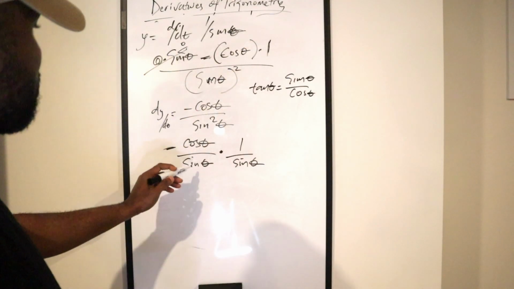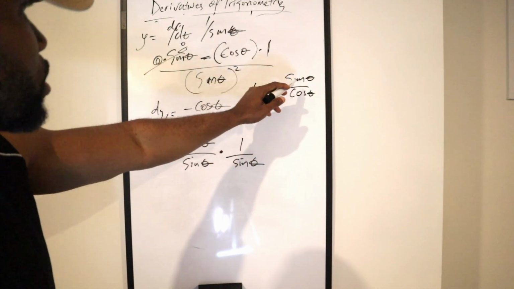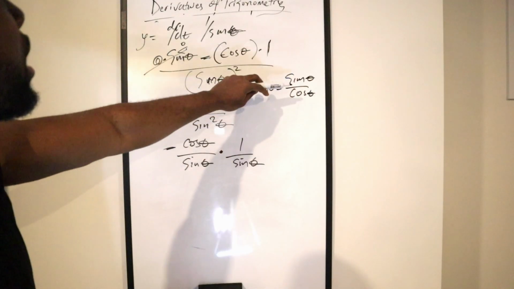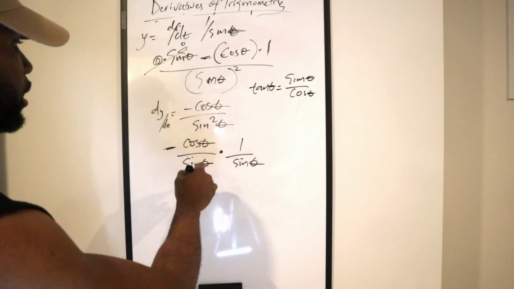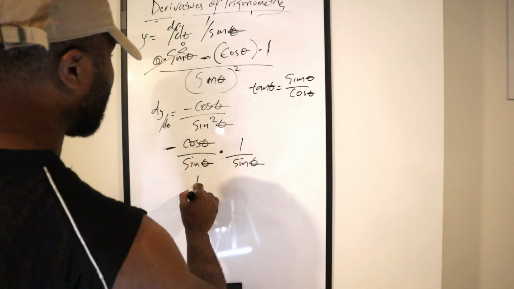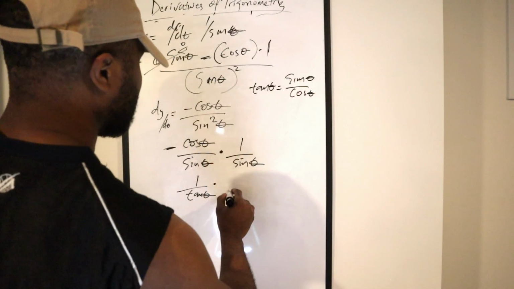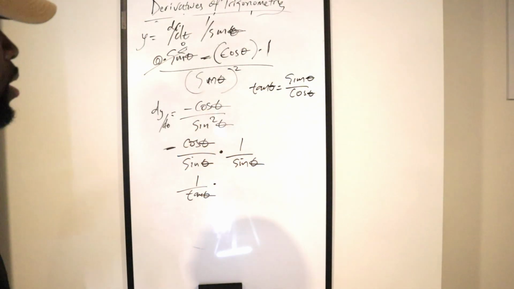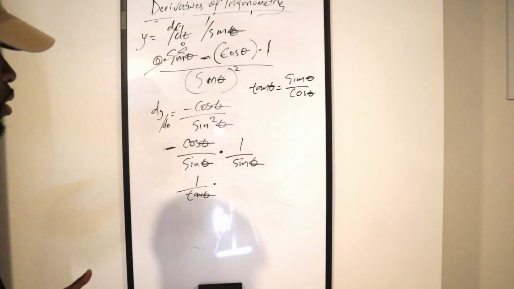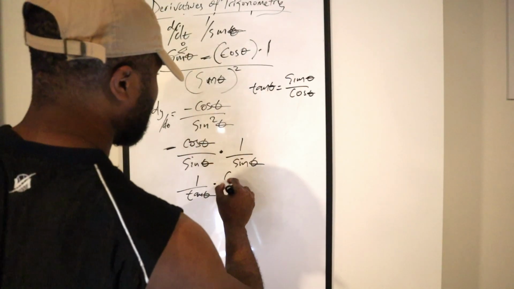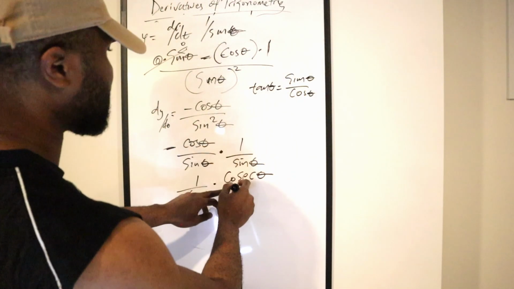And if you look at this, cos theta divided by sine theta, tan theta is equal to sine theta divided by cos theta. So this is the inverse of tan theta, so we have to invert it. So this is 1 over tan theta times 1 over sine theta, and 1 over sine theta is equal to cosec theta. So this is the same as that.